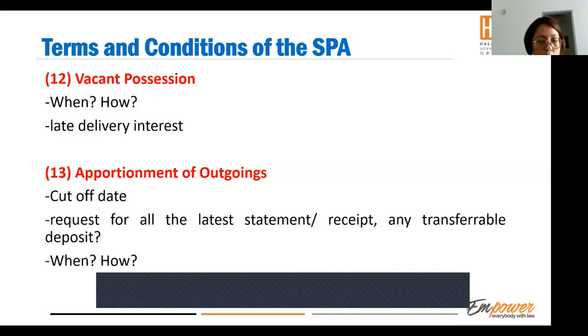Okay, so the lawyer's obligation or duty is to request and make sure all the relevant statements and receipts are up to date. If not up to date, then please come up with a calculation of which portion belongs to the vendor and which portion belongs to the purchaser. Come up with a nice, accurate calculation and send it to the vendor or the purchaser for review before confirming the final apportionment sum. Okay.